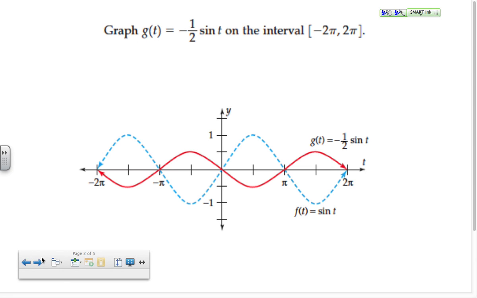So you should be able to graph these, just basic pictures. They don't have to be perfect, but you can show what the transformation is doing to the parent function.